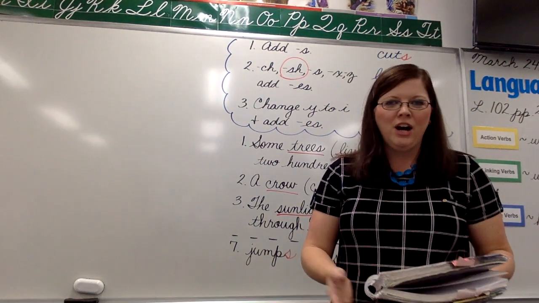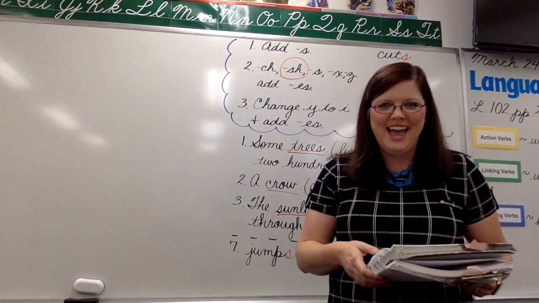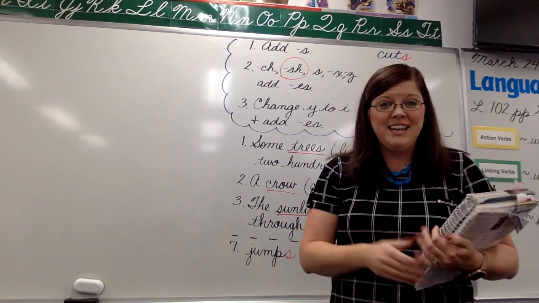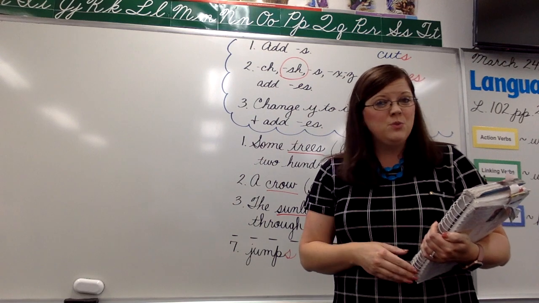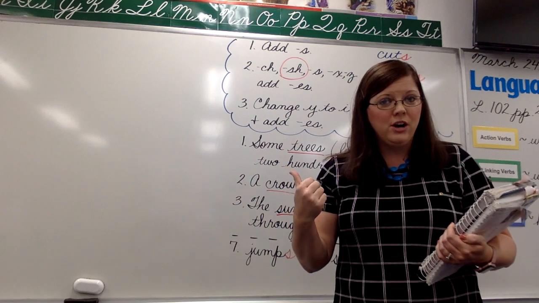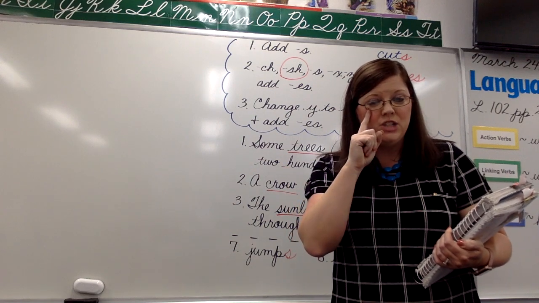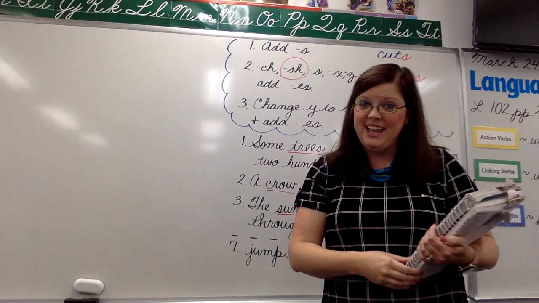All right, students, we have gone over the 3 rules of how to change a verb from plural to singular. They are, for most words, just add an S. For some words, we're going to add an ES depending on what it ends with. Or thirdly, if it ends with a Y, back up 1 letter. I see a consonant, change the Y to an I and add ES.